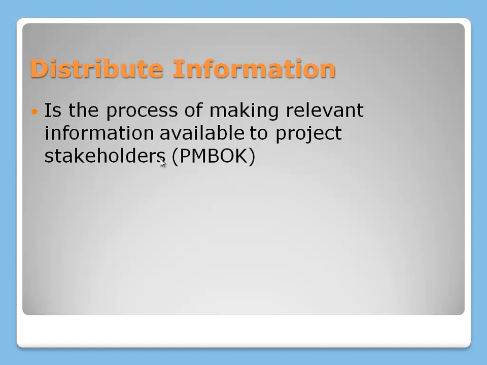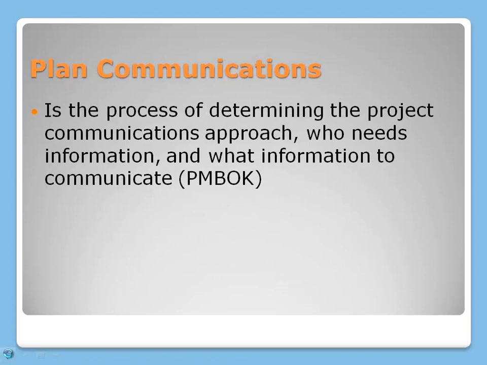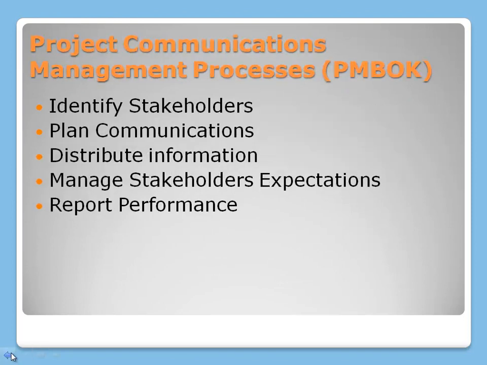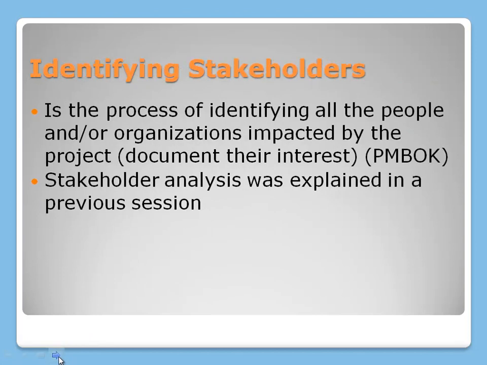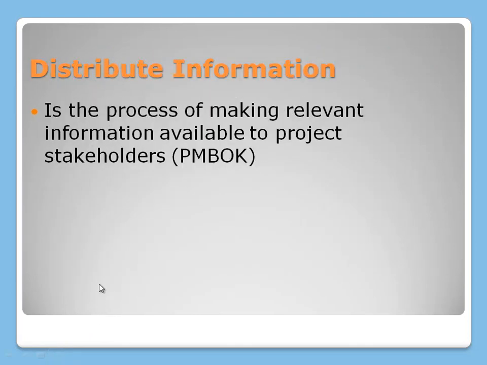The third process is distribution of information. So the third process is to distribute the information, and it's the process of making relevant information available to project stakeholders. Again, whatever information they need and who needs it, that should be identified in the plan, and then we start distributing the information that was identified or needed to the proper people.